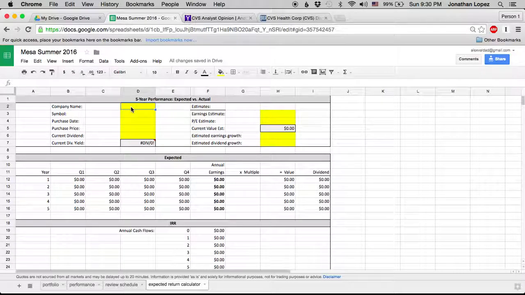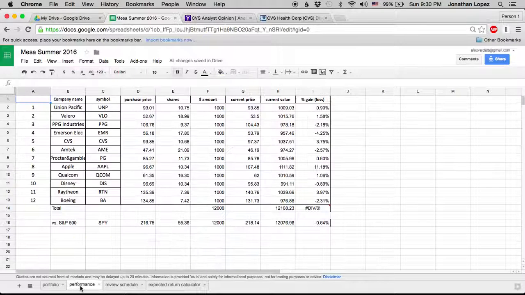So I'm going to put in here CVS, which is the company name. CVS also happens to be the symbol. We bought this company on 7/26 for $93.85. Okay, and how do I know that? Because here on our performance, we bought CVS for $93.85. I know this was on July 26th.